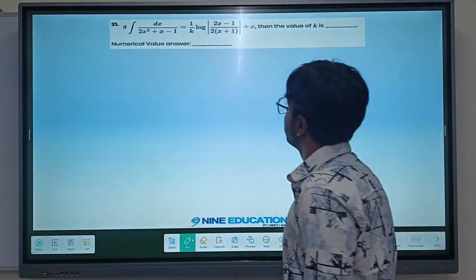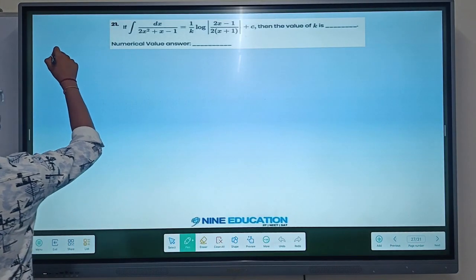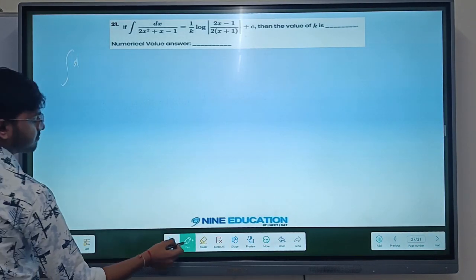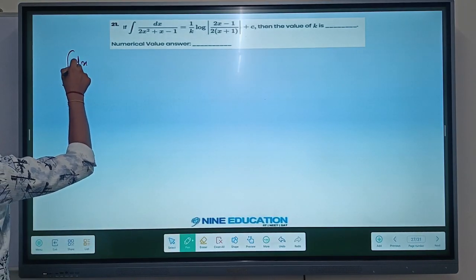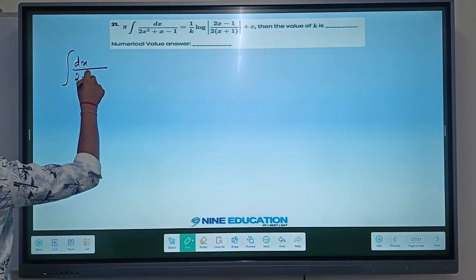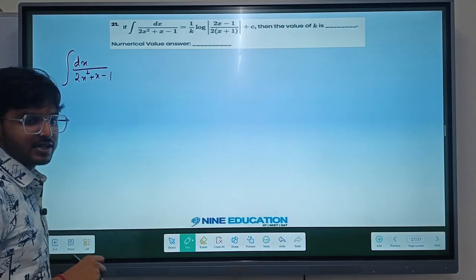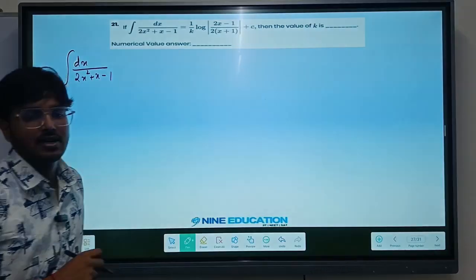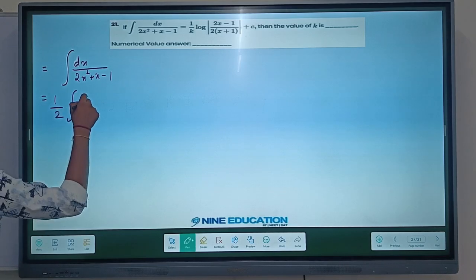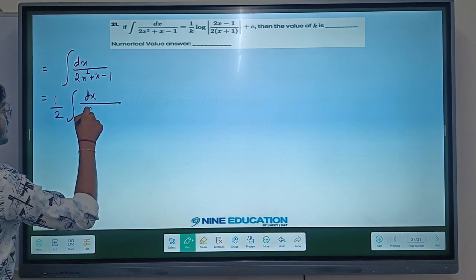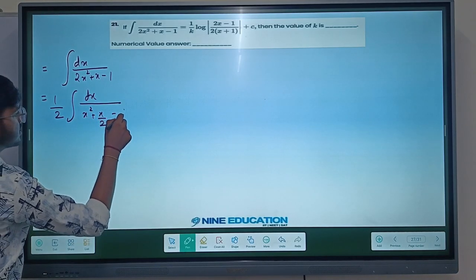Alright, let's move to our next question. Integration dx divided by 2x square plus x minus 1. Integration dx divided by a quadratic. So if there is a quadratic in denominator, what do we do? I'll take 1 by 2 common. What remains? dx divided by x square plus x by 2 minus 1 by 2.